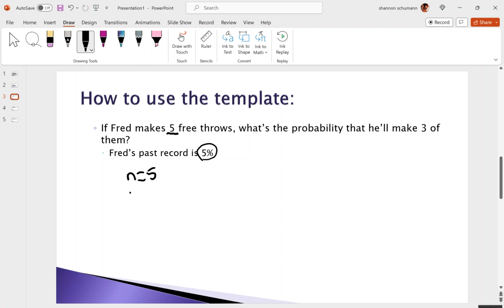So the p is 0.05, and we want the probability that he makes 3, so k equals 3. Let's come and look at the template now.